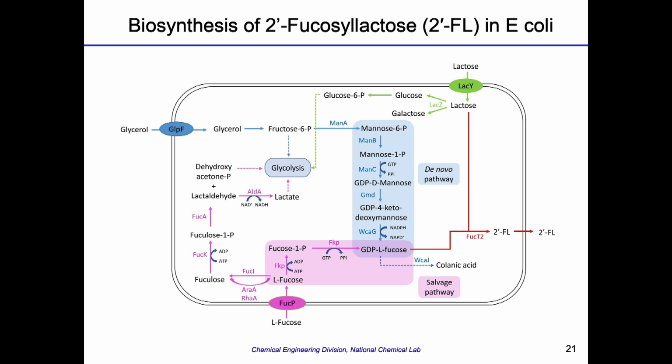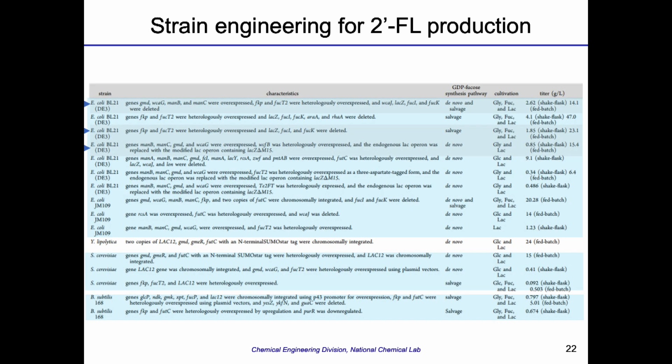Now, of course, this fucose will also help in growth. So you want to block off these pathways that make the precursors do things other than contribute to product. So there's a lot of strain engineering that is done. And these are all the various strains that have been generated. I don't expect you to know any of them.